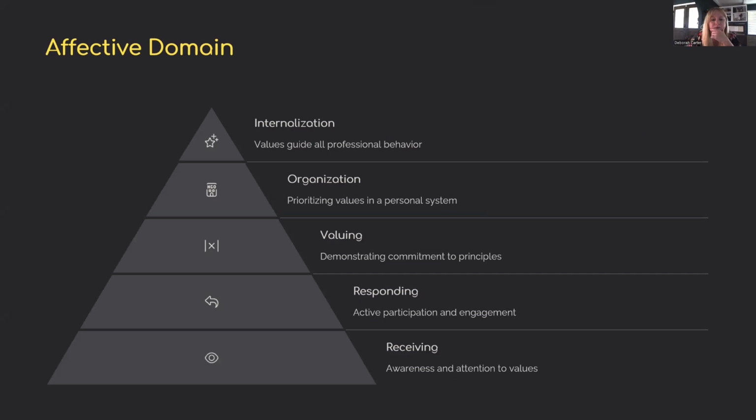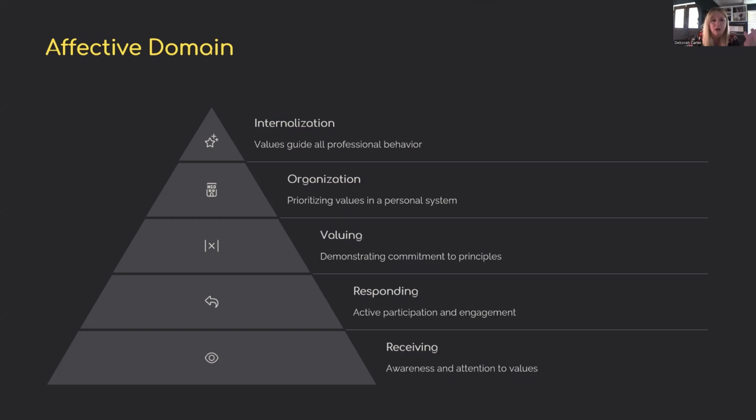So we receive, we're aware, we have attention to our values. We can actively respond and demonstrate commitments to our principles. We prioritize them in our personal system and allow that to guide our professional behavior.